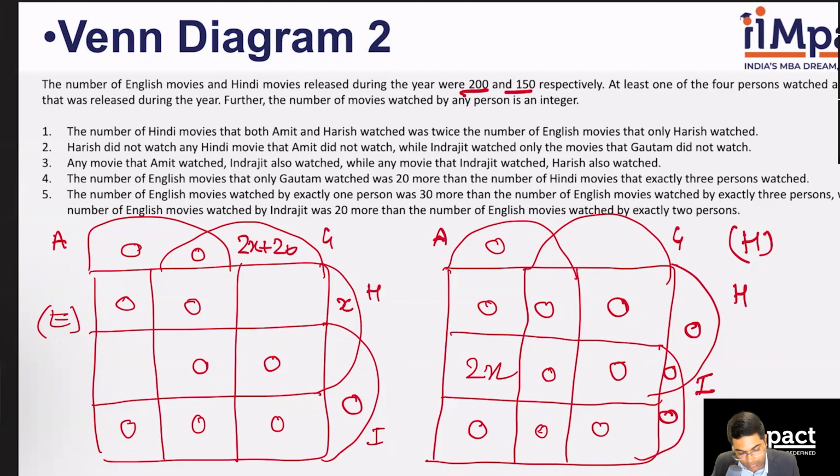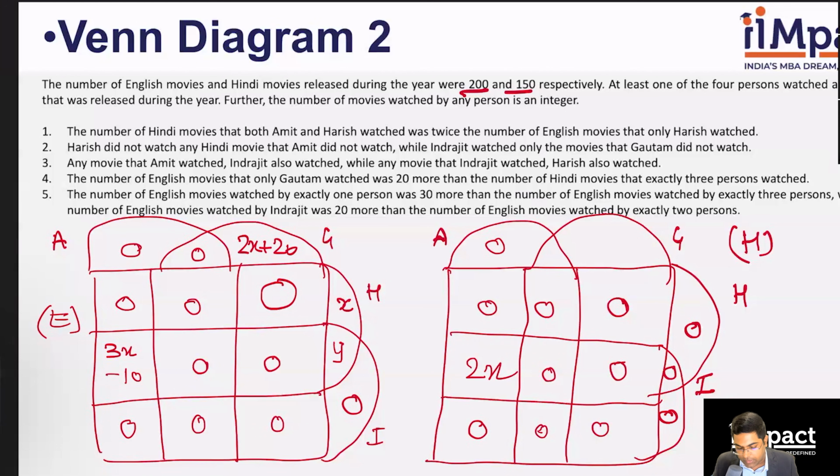All right. Last clue. The number of English movies watched by exactly one person, which is 3x plus 20, correct, was 30 more. So basically 3x minus 10 is what I'm looking at. Then the number of English movies watched by exactly 3 people. So again, this becomes 3x minus 10. Okay, very simple. While the number of English movies watched by Indrajit was 20 more than the number of English movies watched by exactly 2 persons. Okay, this would be something, and Indrajit is 20 more than that. So that's all that we need to figure.